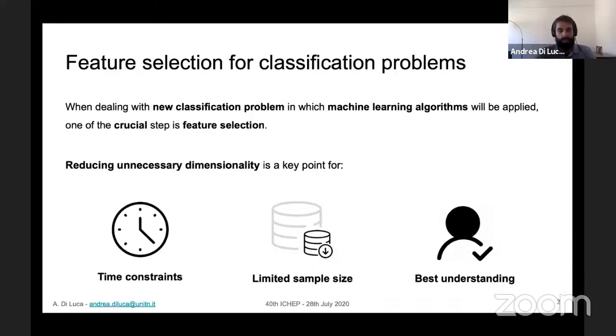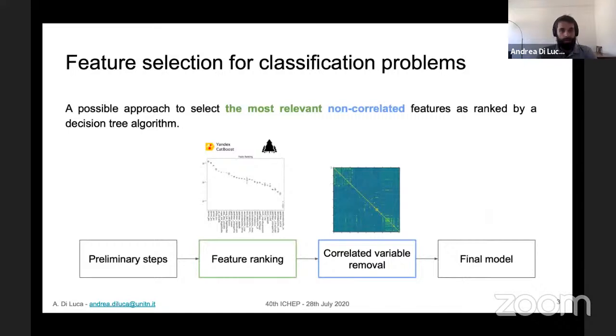And then there is an understanding point that is particularly relevant when dealing with neural networks, which try to solve this high dimensional problem, and very often it's not clear what is going on when they're working. So here we start to think about a possible approach to select the most relevant features. To do that, we take the most relevant non-correlated features as ranked by a decision tree algorithm. You see here the main steps to produce our final model. We start from preliminary steps. Then we retrieve the feature ranking from the decision tree algorithm. Then we move to the correlated variable removal, and we are ready to train our final model and deploy it.